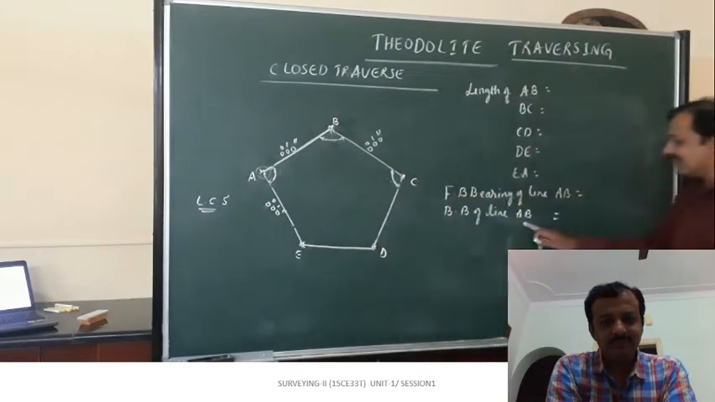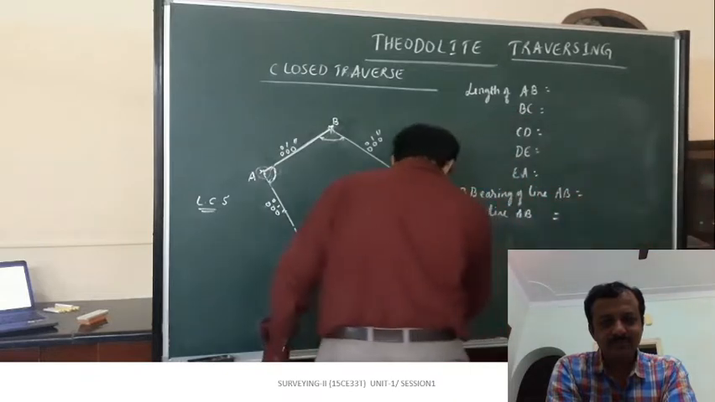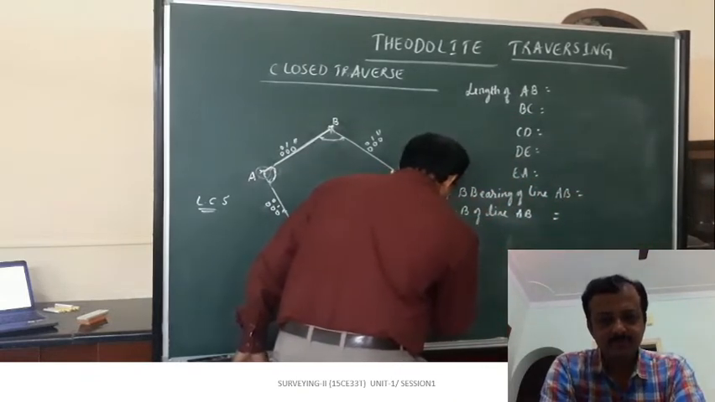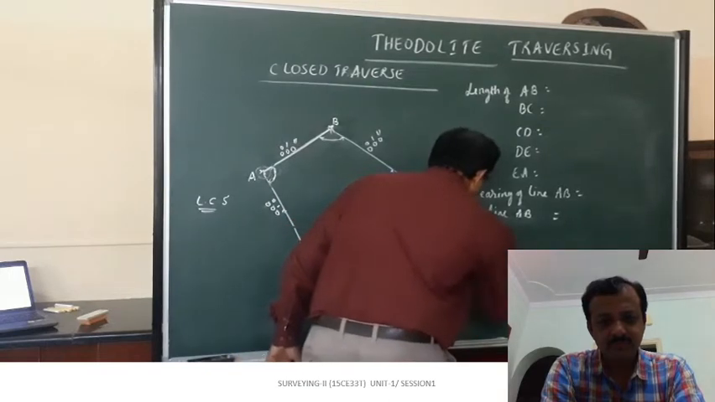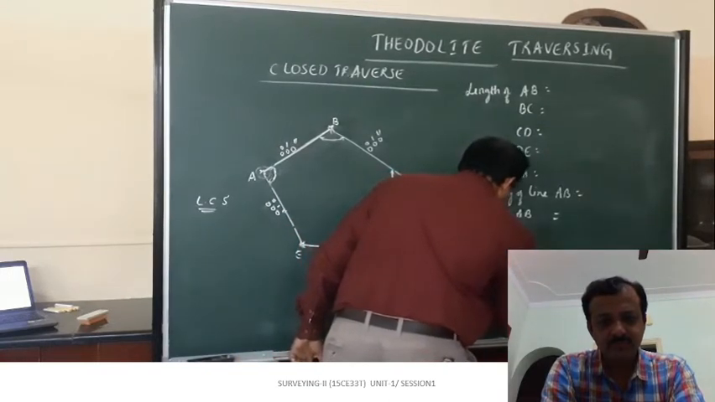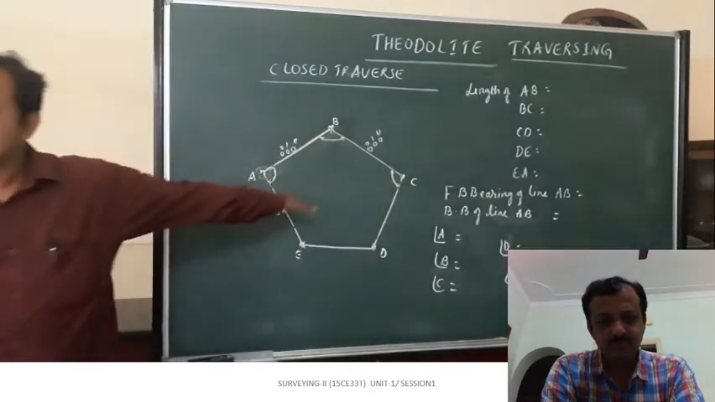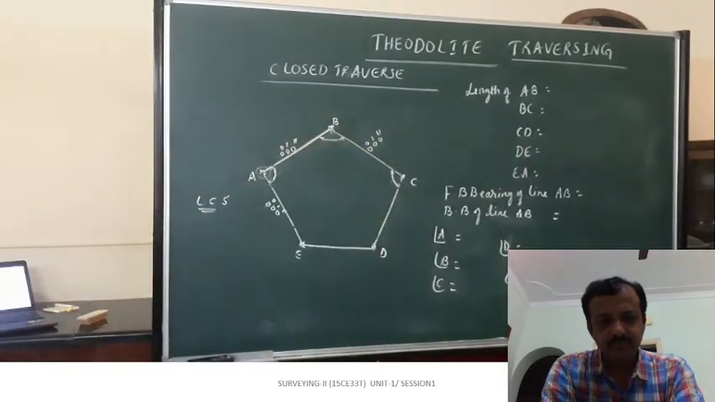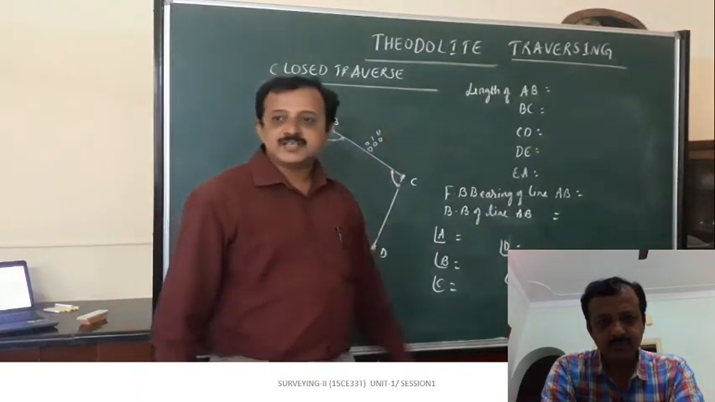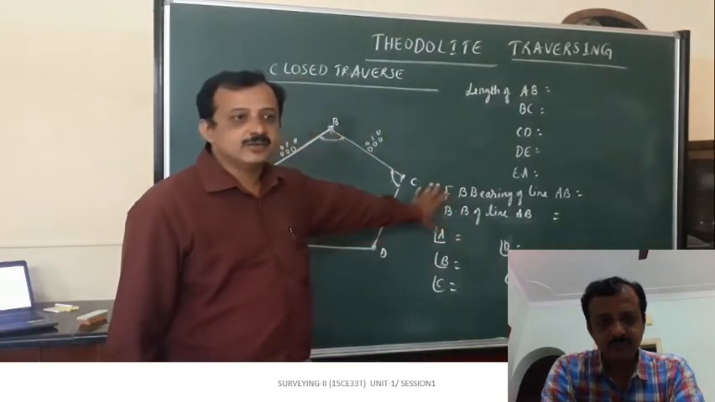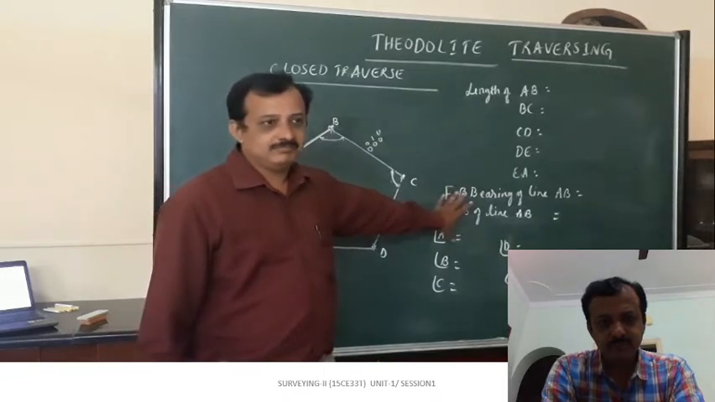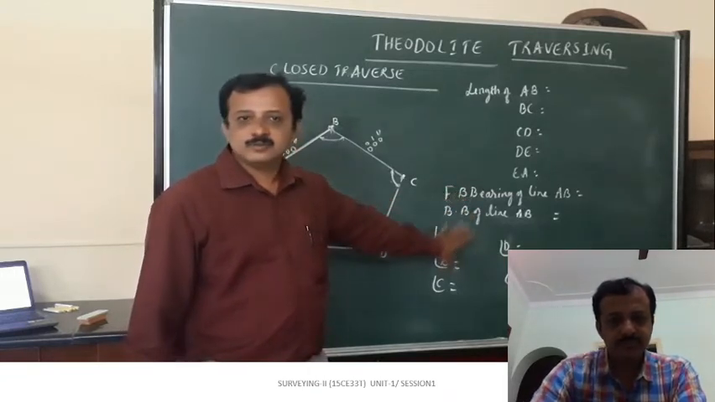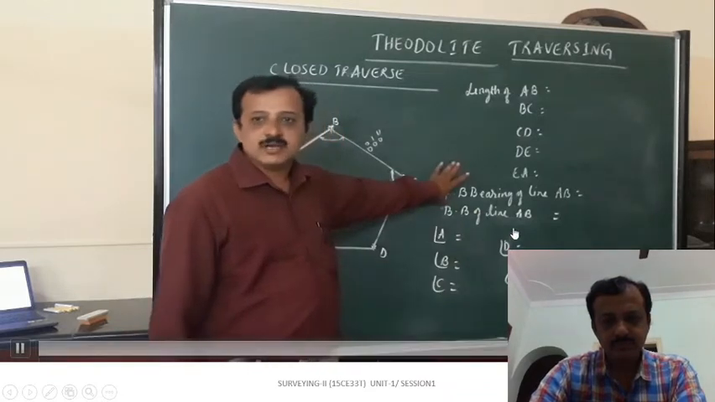So fore bearing and back bearing we calculate. Then which are the other data? Angle A, angle B, angle C, angle D and angle E. These two data are there. This is one exercise we have. That is traversing, so this is closed traverse using transit theodolite. Closed traverse using transit theodolite is one exercise you have. Okay, this is about closed traverse.